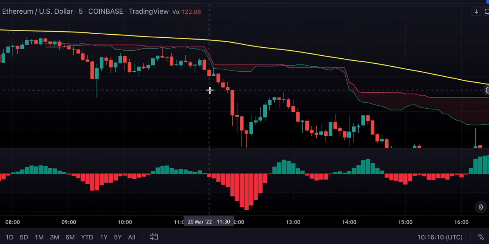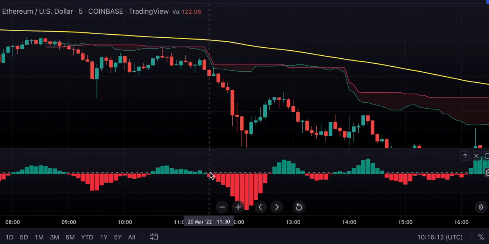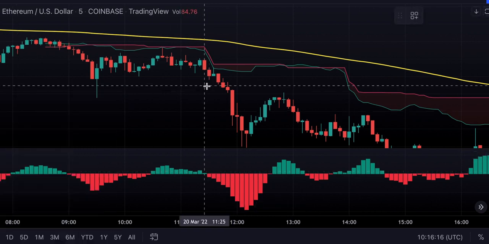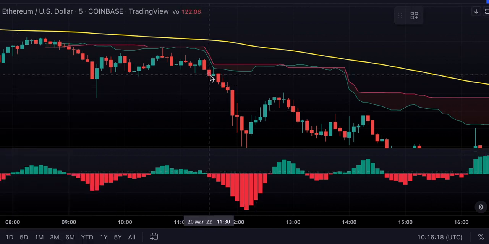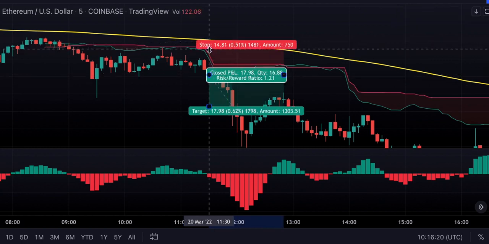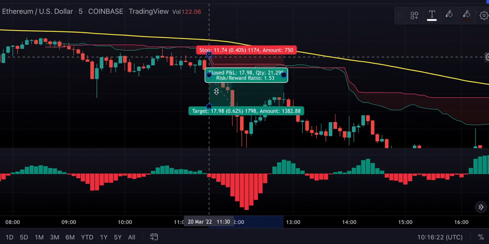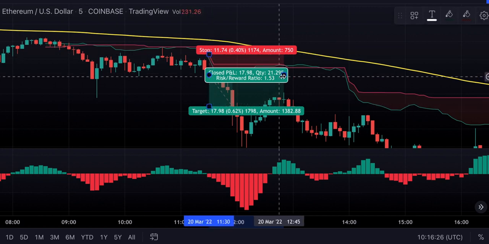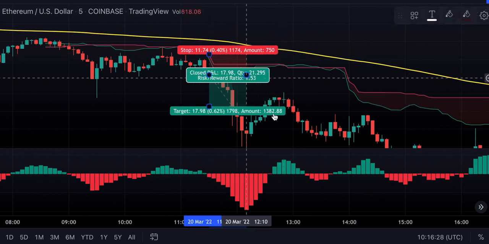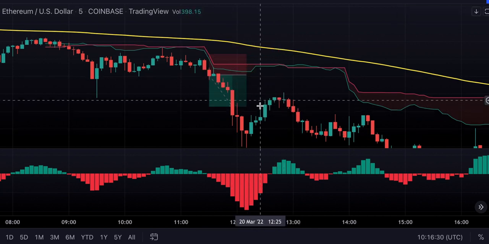So just like an example right here, we see the new signal from our MACD. So we're going to take a short position on this candlestick. We're going to set our stop loss at the recent swing high and target 1.5 times the risk. There we go. The price went in our favor and we closed this trade with a profit.